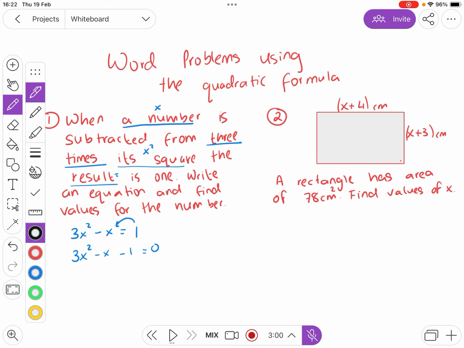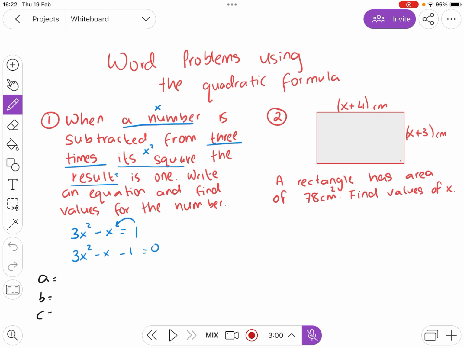So in our minus b formula, we are going to have a equals, b equals, and c equals. A in this case is going to be the 3. B is going to be the number in front of x, which in this case is minus 1. Make sure you don't put the x in, you always put a number in. And then c is going to be the last one without an x, it's a minus 1.